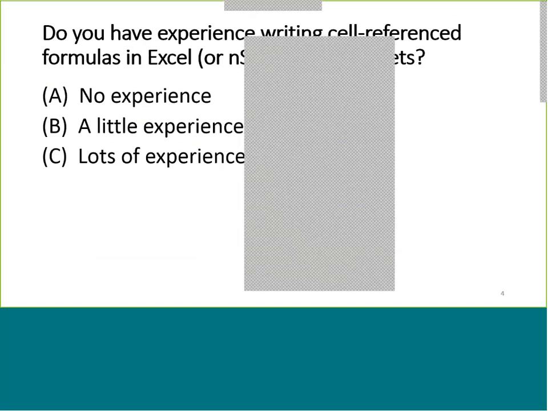I think the quick poll that you see that popped up has A, B, and C. So A is no experience, B is little experience, just a little, and C is lots of experience. And that's, again, experience using cell referenced formulas in a spreadsheet. So if you could respond with one of those three choices, that will give us a little better idea of possible adaptations that we might need to make tonight.